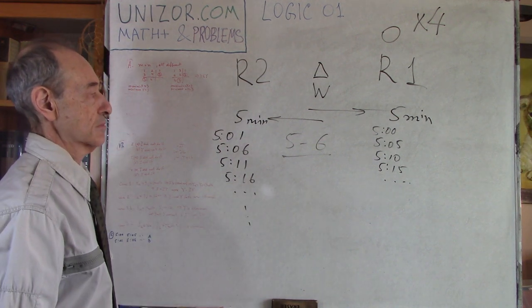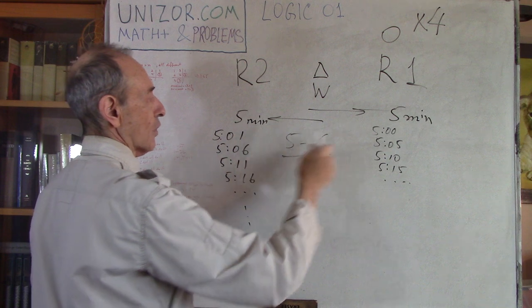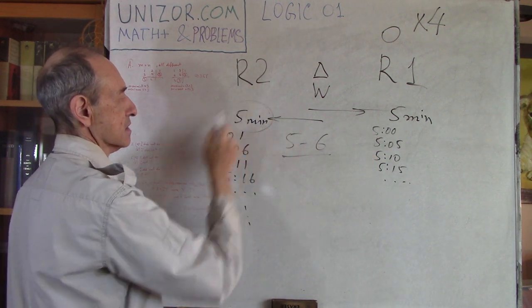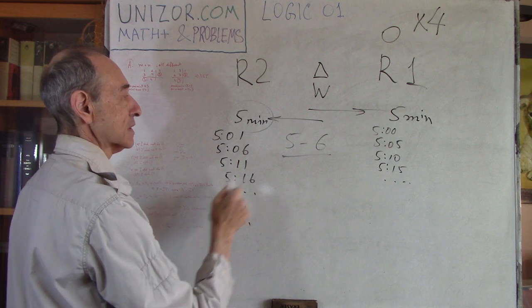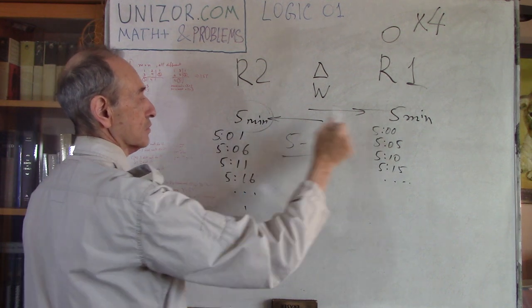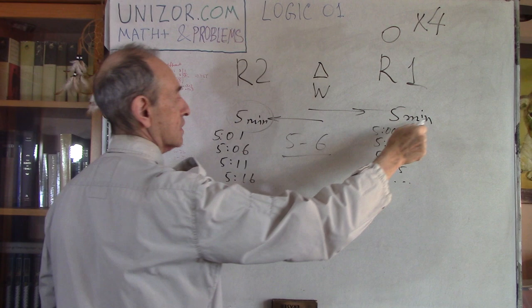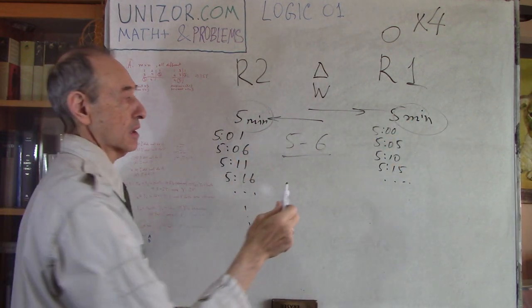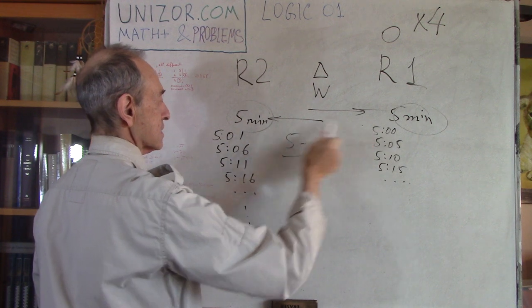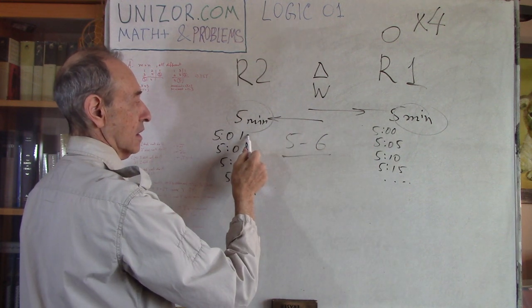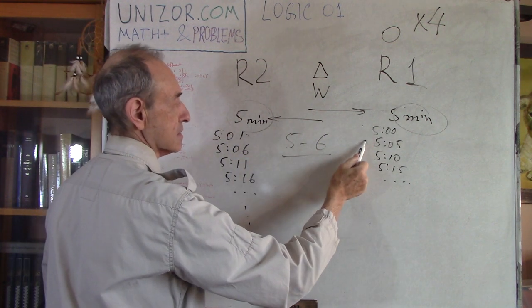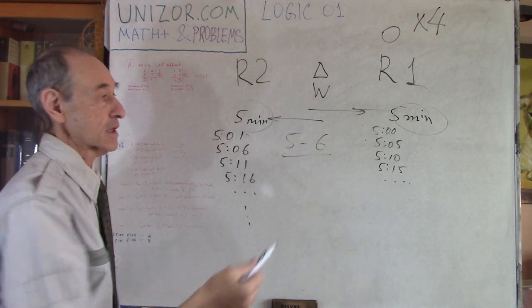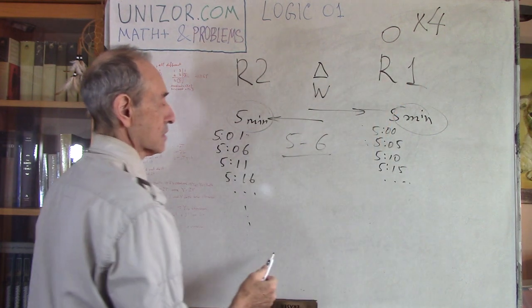So what happens? If he comes from 5 to 5:01, he takes this train. But if he comes from 5:01 to 5:05, he takes this train. So the interval of time between this and this is 1 minute, but between this and this, 4 minutes. Well, obviously that's the reason why he attended this one 4 times more.